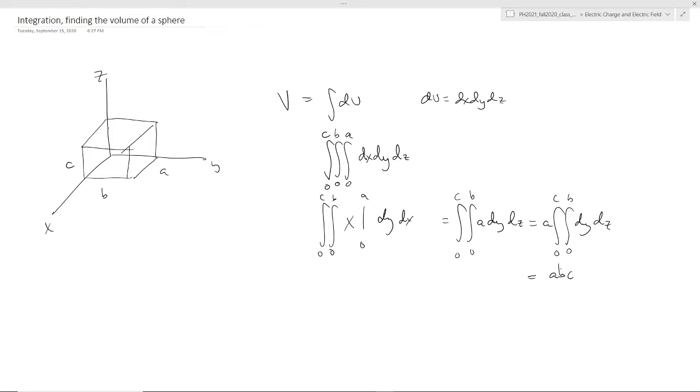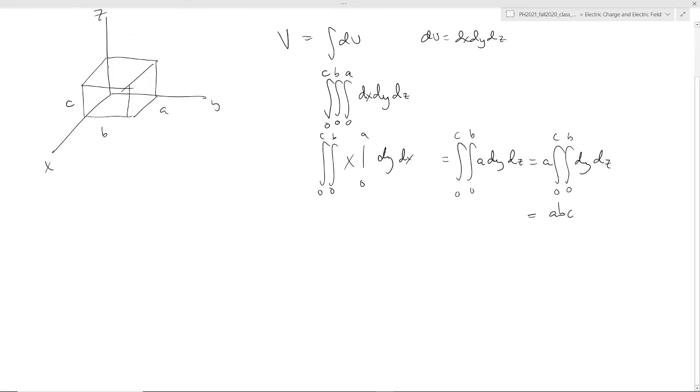Now, while the differential volume element is very easy to write in Cartesian coordinates, as you're probably coming to realize, we often work with things that are spherical. And finding the volume of a sphere doesn't work very well in that coordinate system. So instead, we work in spherical coordinates. Instead of x, y, and z, we use r, theta, and phi.